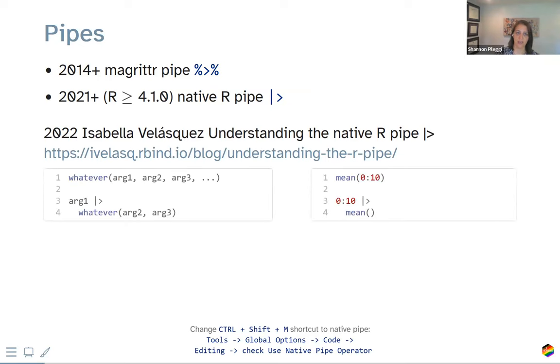Basically what the pipe does is it allows you to pass through a first argument into a function. So instead of calling some function and specifying the three arguments in order, that first argument can be moved to the top level. You read that vertical bar greater than sign pipe as "and then." So you'd read it as arg one and then do something. For example, on the right-hand side, instead of taking the mean of the vector 0 through 10, we're going to take the vector 0 through 10 and then compute the mean on it.